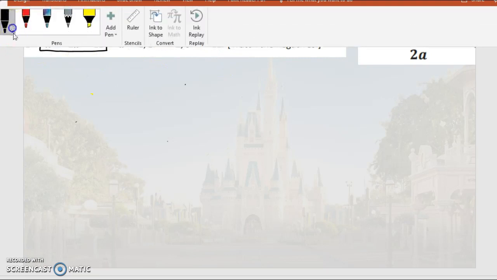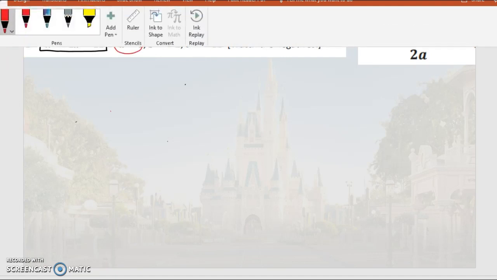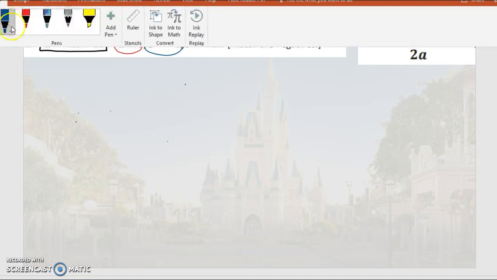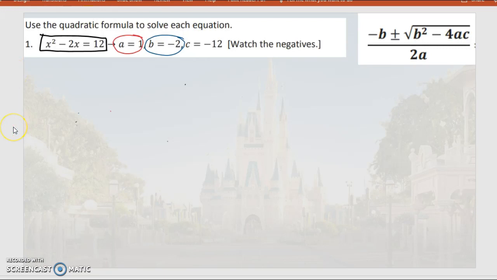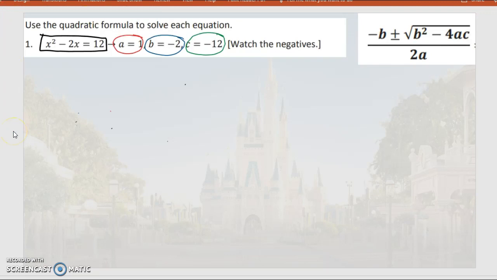So I'm just going to go ahead and give them color so our brains can get to work. We're going to give A red. We're going to give B blue. And let's give C green. C is going to take the green. So all we have to do is plug those numbers into the formula. The formula looks scary, but it's not. We just have to plug numbers in.